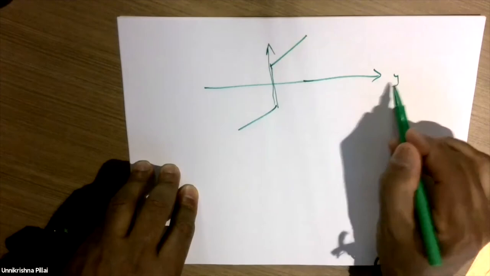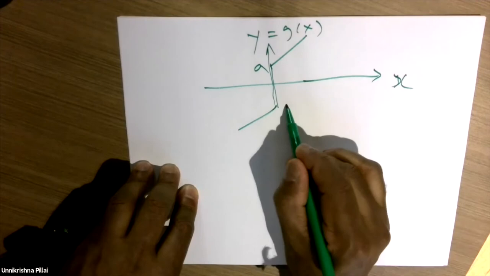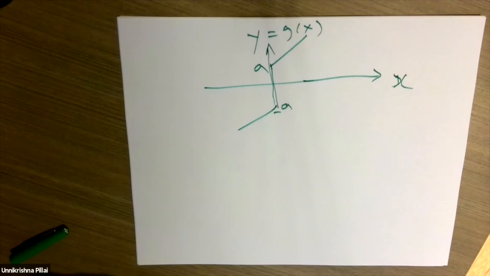I'm mixing up y and x. So y equal to g(x). Let's say this is a, this is minus a. So if I give you a graph, your first job is to convert that into an equation. So let's write y.